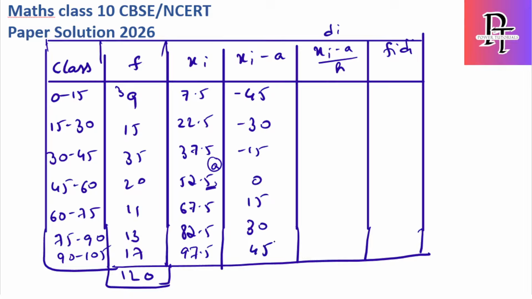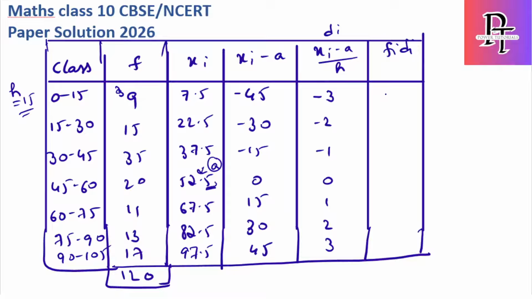So I hope you understood how I am writing this question, because I have assumed the mean value as this one, which is 52.5, and then I am using xi minus a values to find this value. Now I will divide with h to get the d value. So h value is the class interval, and here you can check 0 to 15 means 15. So 45 by 15 is -3, -2, -1, 0, 1, 2 and 3. Okay, now this calculation will be easy.